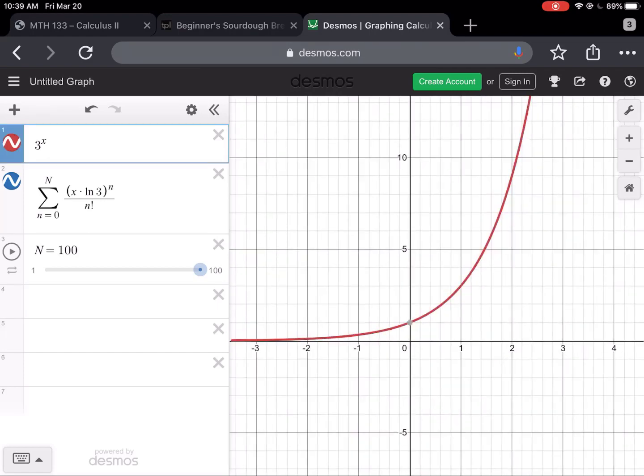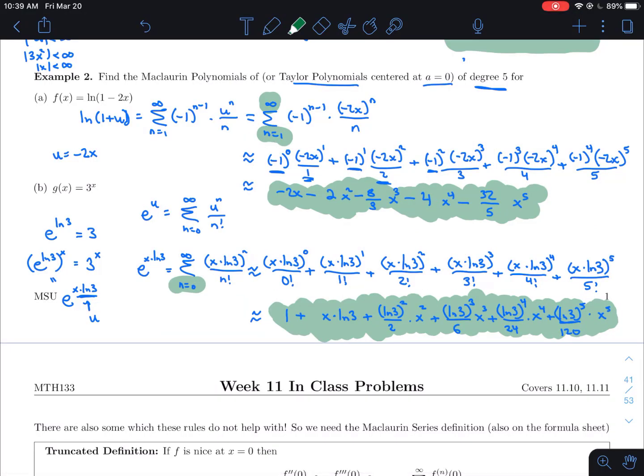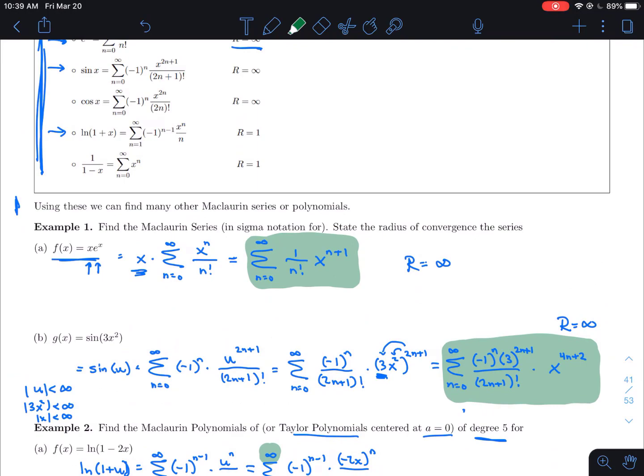All right, so that is what we've accomplished. That's what these Maclaurin or Taylor polynomials are doing. They're being used to approximate other functions. Okay, so that is the first step. That's the first type of problem, I think, and this is the nicest case.